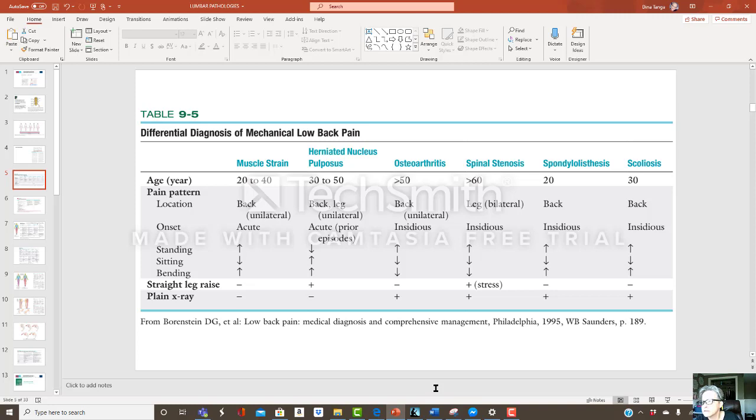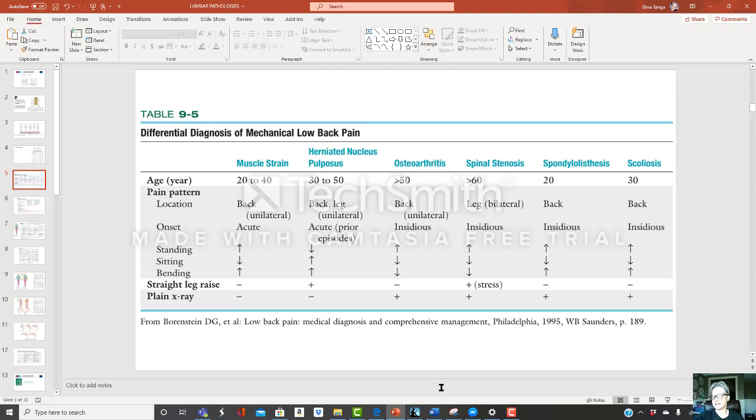Scoliosis, age around 30. Location, back. Onset, insidious. Standing and bending is going to increase the pain. So scoliosis and spondylolisthesis have the same pain presentation.